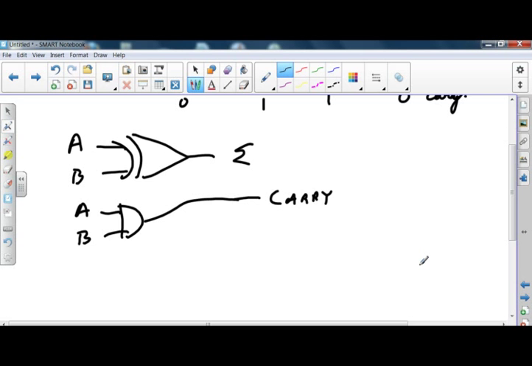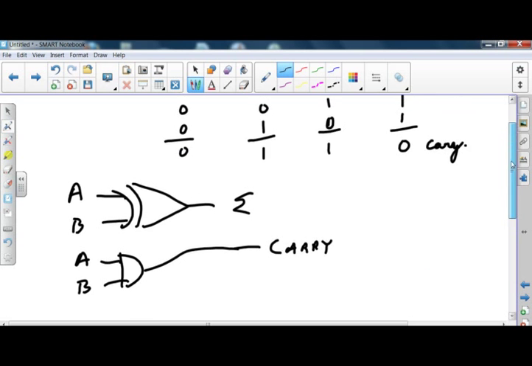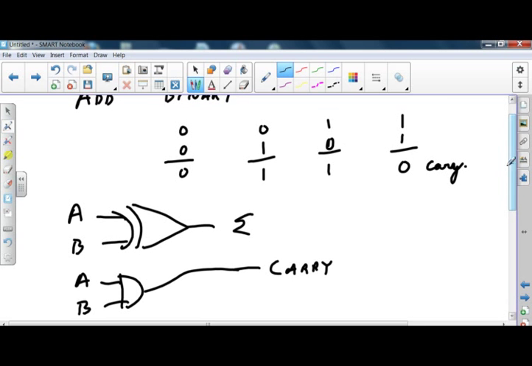Okay. Well, why are the two ones adding up to 0? Well, because it's a carry of 1. 1 plus 1 would be a 0 with a carry, it's a 2. Okay, you could have shown that before. Yeah. So now I get my summation by using an exclusive OR, and I get my carry by using an AND.